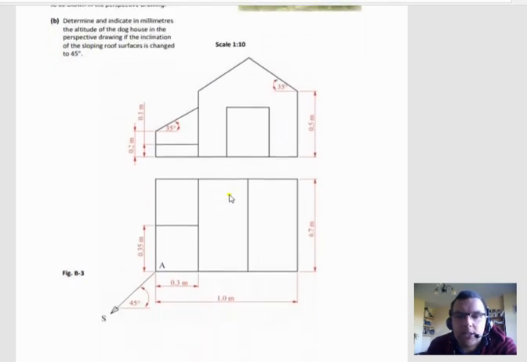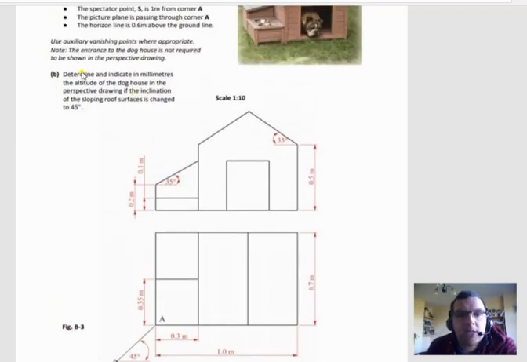And what you'll notice in this case is the spectator point is say southwest of A here, so this will go up in your top right hand corner, and then the rest of your drawing will be down bottom left on your page. Now the interesting part of this one is: determine and indicate in millimeters the altitude of the doghouse in perspective drawing if the inclination of the sloping roof was changed to 45 degrees.